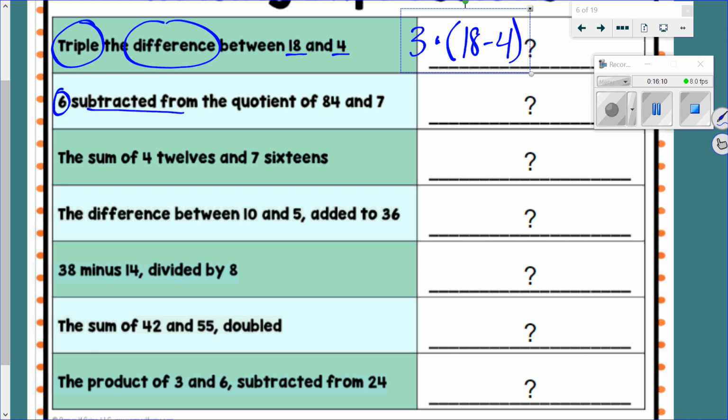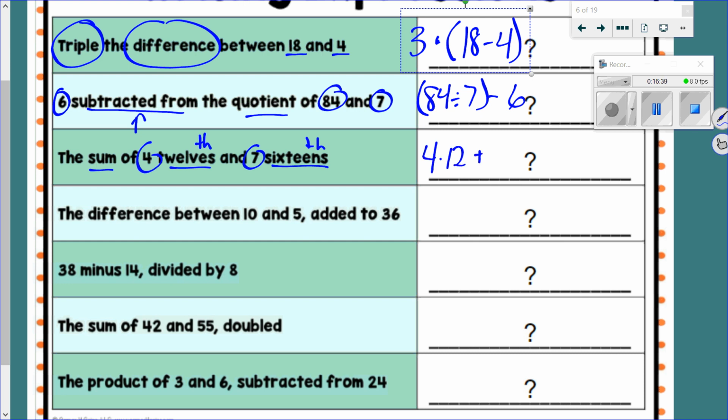6, subtracted from, bells, flipping phrase. That means that's last. Quotient of 84 and 7. 84 divided by 7 minus 6. So I'm taking 6 from it. Sum of 4 12s and 7 16s. Again, really important that that's not a TH and that's not a TH. If those were THs, those are fractions. But they're not. That means I'm multiplying them. So 4 12 and 7 16s. Firstly, I would put them in parentheses.